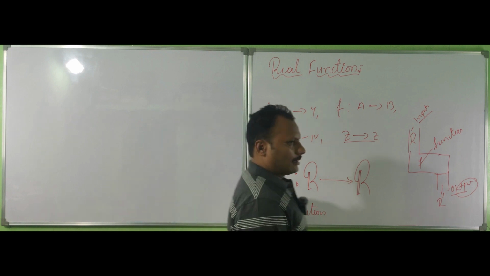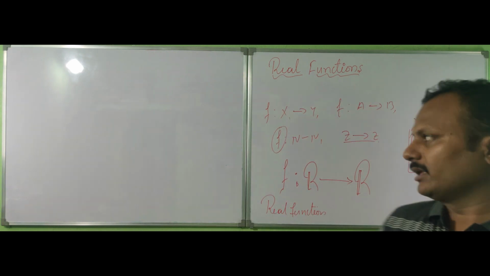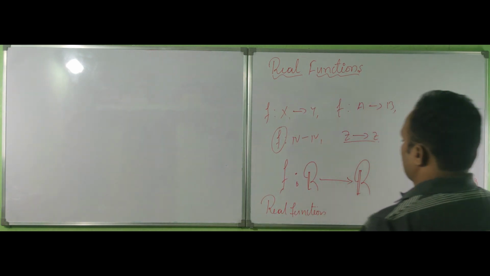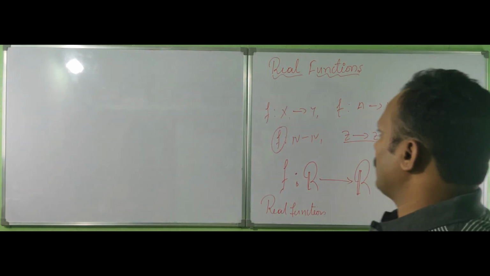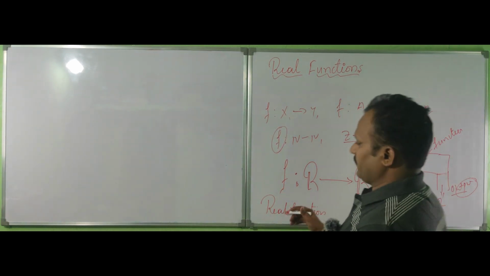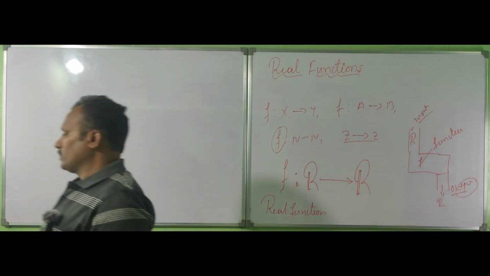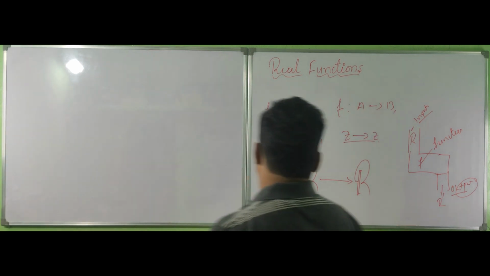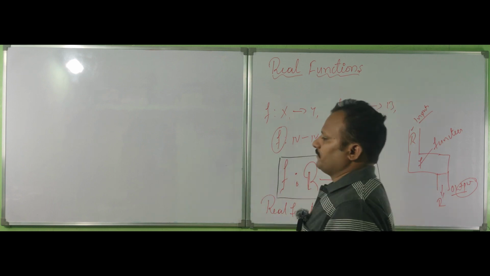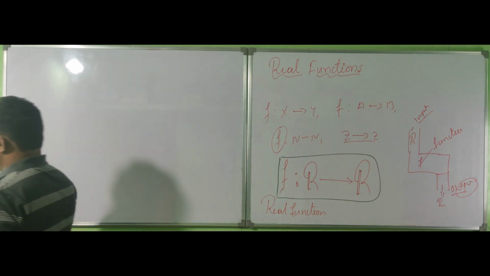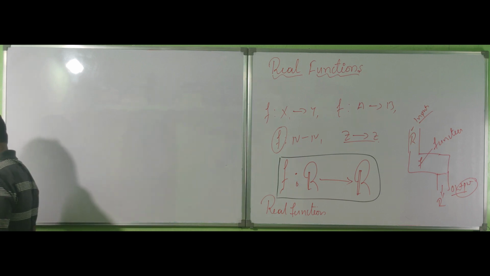Instead of writing a function from x to y or a to b, from now onwards, for a real function we only mention f is from R to R. Okay, f is from R to R. This is the definition.